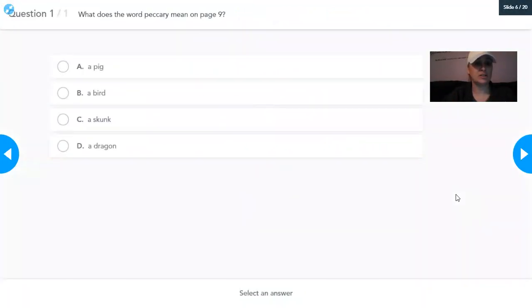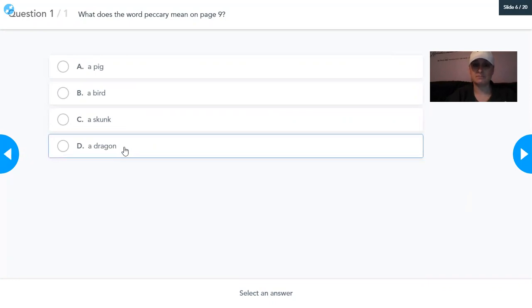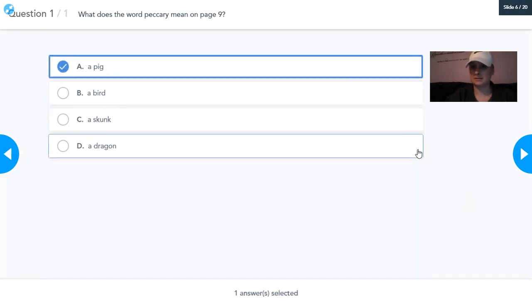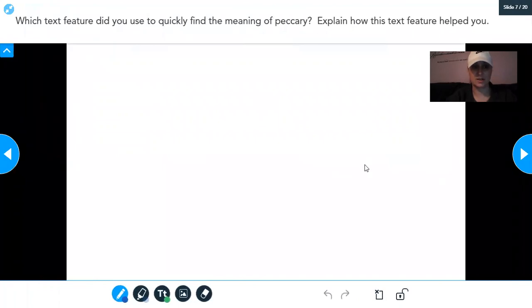The next quiz question. What does the word peccary mean on page 9? Peccary. You guys remember peccary? Was it a pig, a bird, a skunk, or a dragon? Peccary was a pig. A different looking pig. A pig that was specific to the desert region, it said in the story.